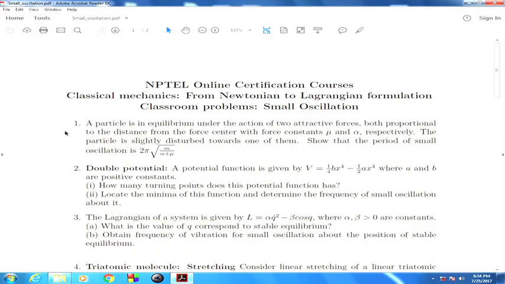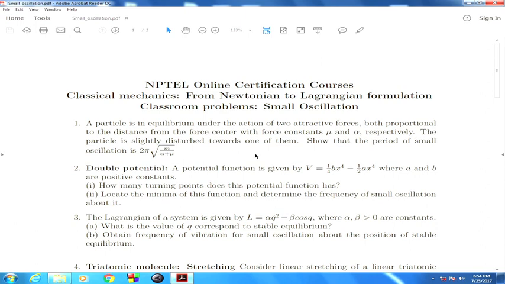Okay. So, the first problem is your classroom problem set for small oscillation. A particle is in equilibrium under the action of two attractive forces, both proportional to the distance from the force center, with force constants mu and lambda respectively. The particle is slightly disturbed towards one of them, so that the period of small oscillation is given by this particular formula. Okay. So, how do we solve this?